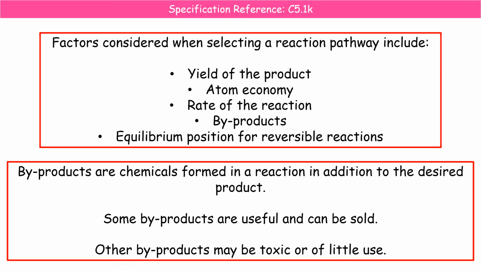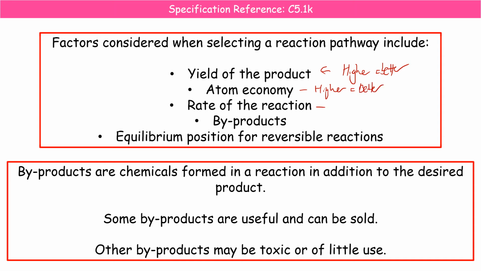What we now come on to then is looking at how we select a reaction pathway when we've got more than one possibility at our disposal. So what we're going to look at then are certain factors. First one, yield. You want a high yield. So higher is better in terms of our yield there. Atom economy. Again, the higher the better. So you are going to be looking for one with a high atom economy.